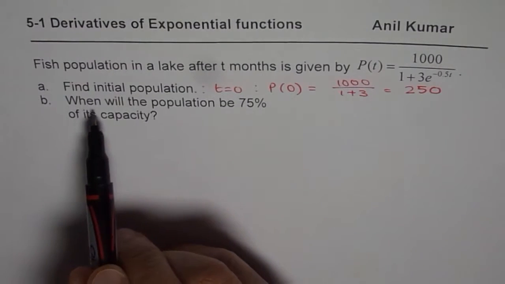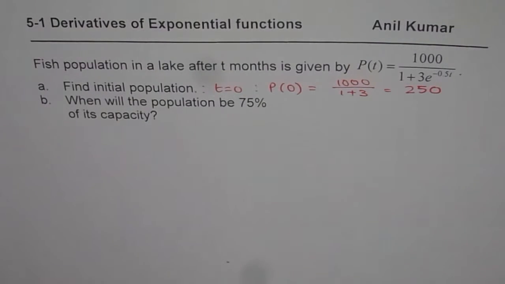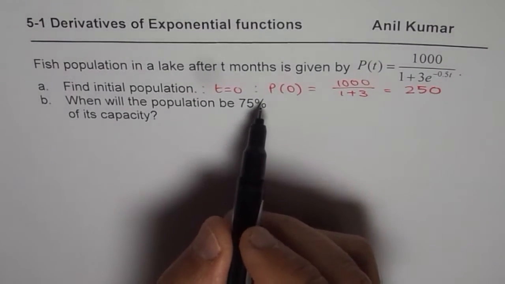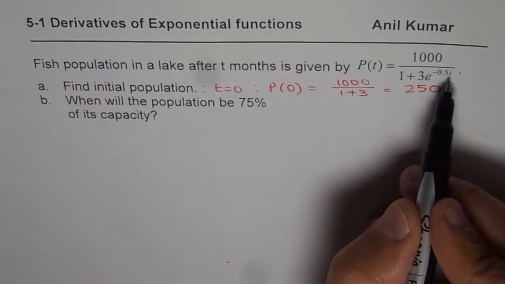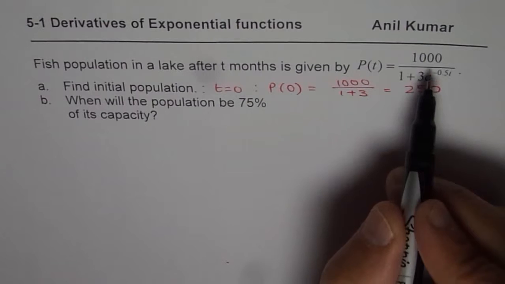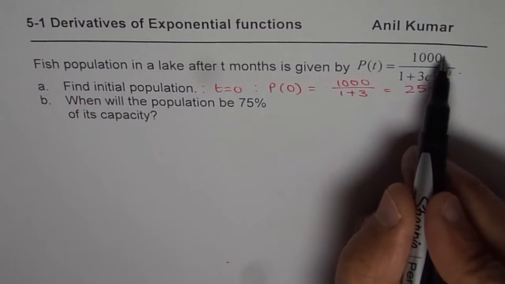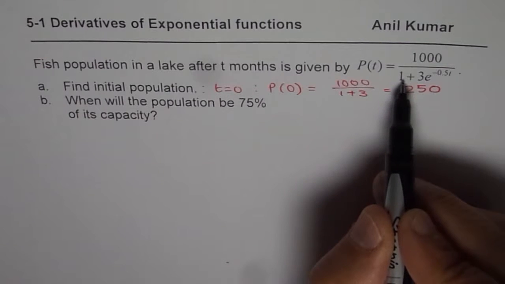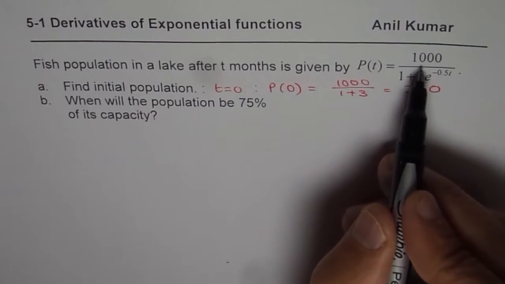Part B here is, when will the population be 75% of its capacity? Now that is very interesting. First part is to find the capacity itself. What do you understand by the capacity from this equation? Well, the idea is capacity is maximum. If you look at this particular function, what maximum value can it take? We are dividing 1000 by something. So the maximum could be if that something is just 1 and not a number more than 1, because it is 1 plus something. So that gives you an idea. It could be 1000.